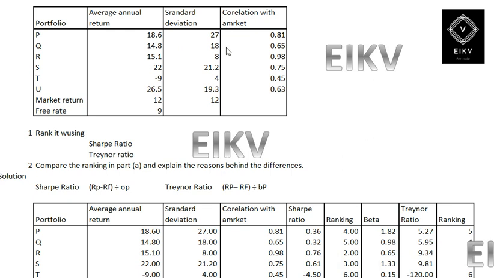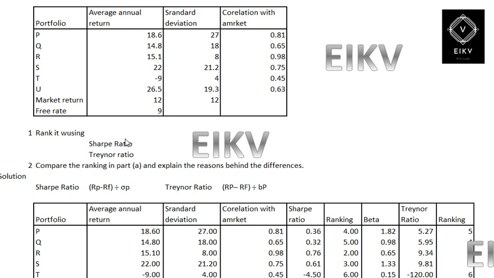Standard deviation would be 27, 16, 4, 21, 4 and 19. Then we have correlation with the market, it would be 0.81, 0.6, 0.98, 0.75 and 0.45, 0.63. Then they have market return. Market return would be 12 and market standard deviation would be 12. Risk free rate would be 9.